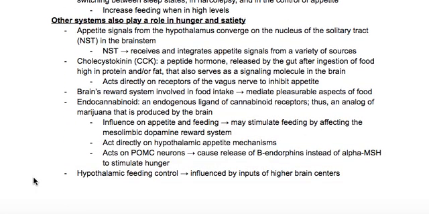The next section is other systems also play a role in hunger and satiety. Appetite signals from the hypothalamus converge on the nucleus of the solitary tract, or the NST, in the brainstem, which receives and integrates appetite signals from a variety of sources. CCK, or cholecystokinin, is a peptide hormone released by the gut after ingestion of food when it's high in protein and or fat that also serves as a signaling molecule to the brain. It acts directly on receptors in the vagus nerve to inhibit appetite.